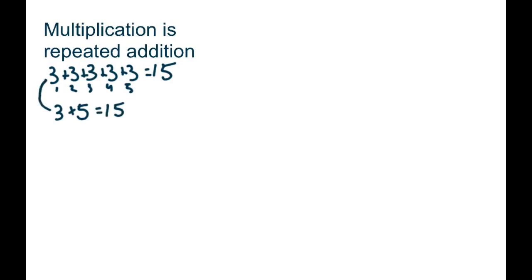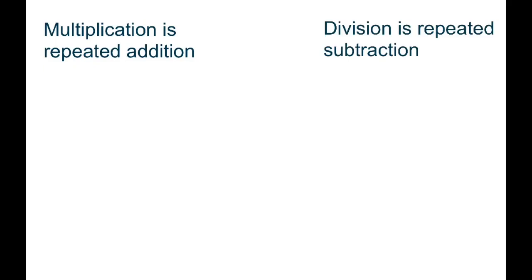These two are essentially the same equation. 3 times 5 represents 3 plus 3 plus 3 plus 3 plus 3. And in the same way that multiplication is repeated addition, division is essentially repeated subtraction.